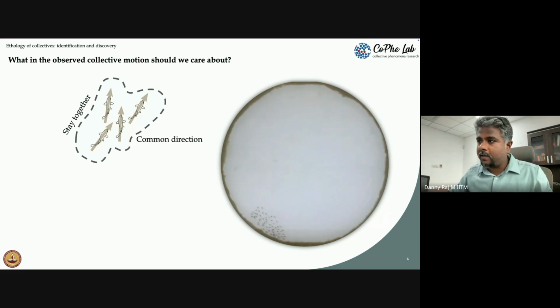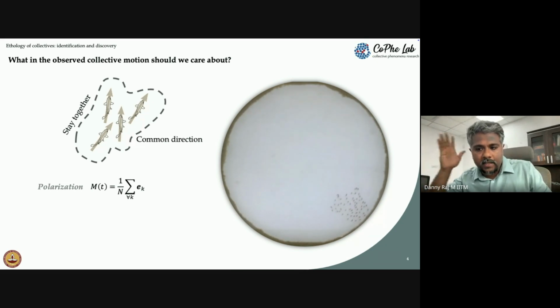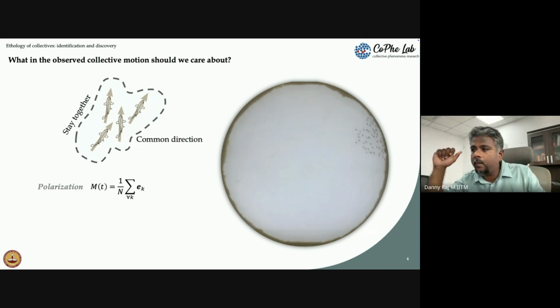Okay, that's a question. So let's begin. Let me give you an example. Going in a common direction is what is commonly termed polarization in this literature, because they are all polarized, all choosing one direction. This is an example order parameter for polarization. Let's just try to understand this. You see the 1 by n, so obviously it's an average. Now, what is it averaging?